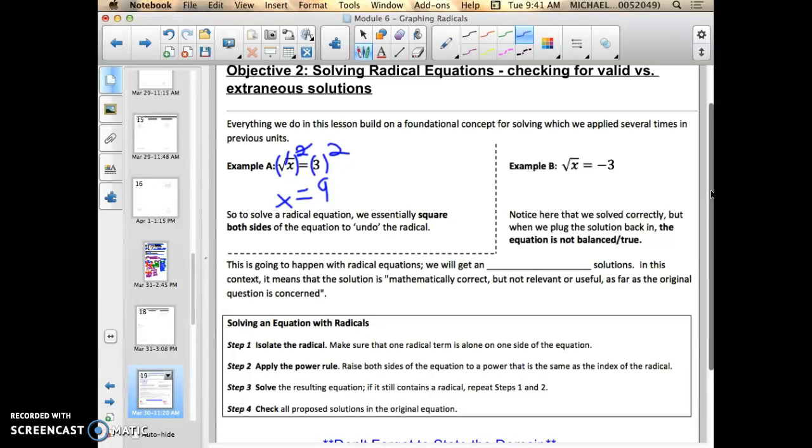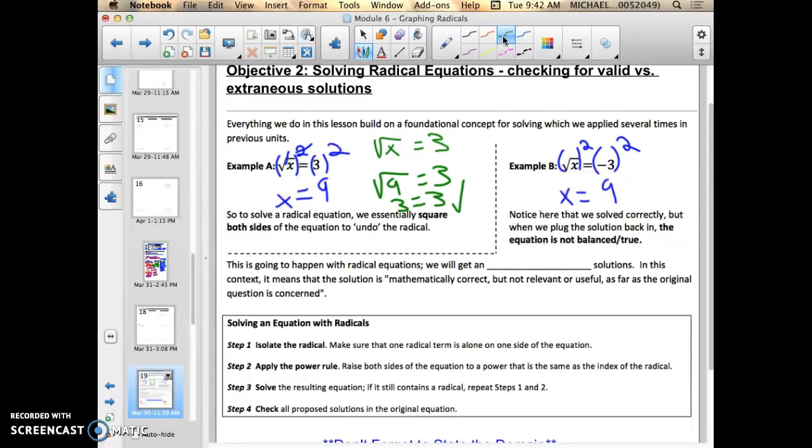Now over here, example B, it's the same process. I square it, and I square it. So now I have x equals 9 as well. So I have x equals 9 for both, but the second piece of this objective is to check to see if this solution is valid, meaning does it make sense in the original equation. The original equation, square root of x equals 3, I'm going to put 9 back in there. The square root of 9 instead of x equals 3, and the square root of 9 is indeed 3, and 3 equals 3. So that solution, x equals 9, for this example, the square root of x equals 3, works.